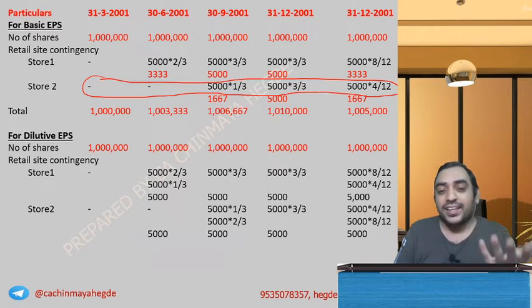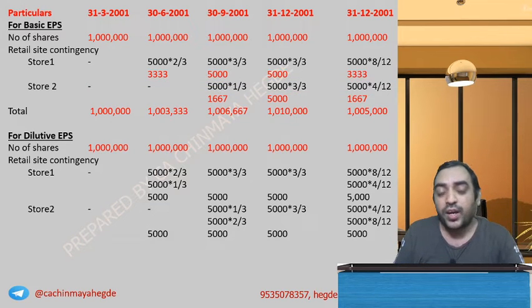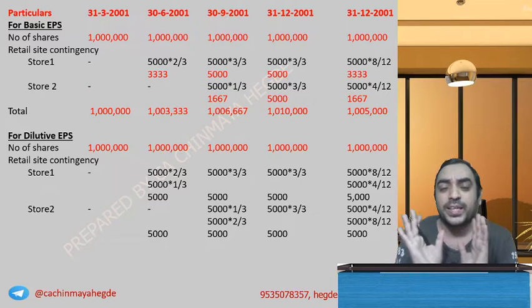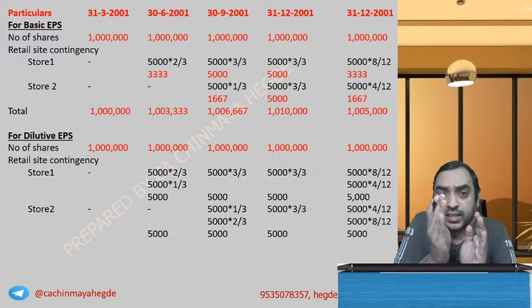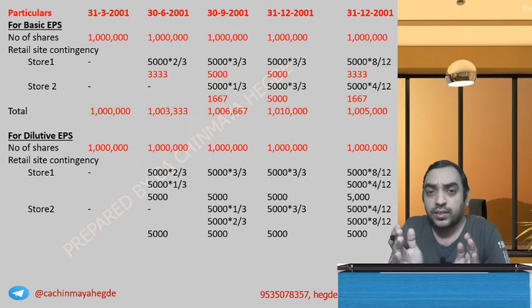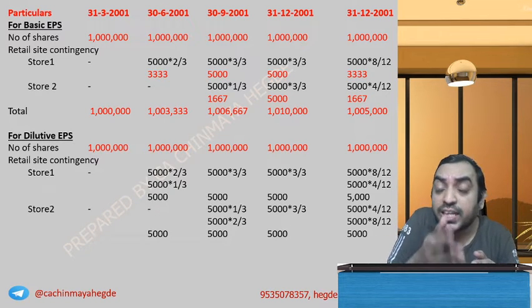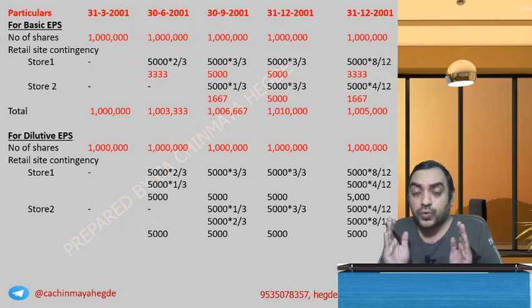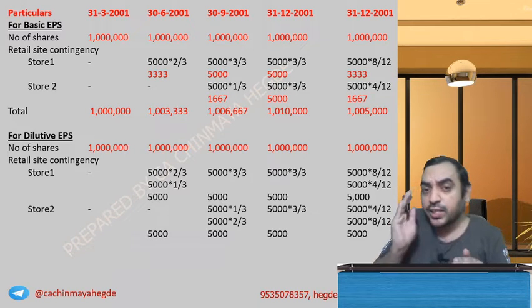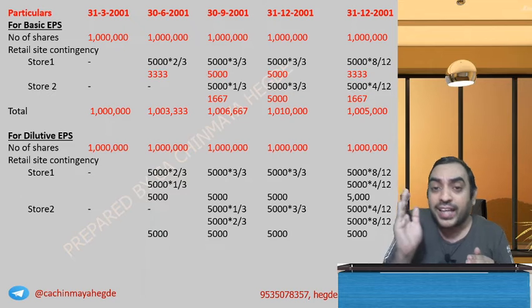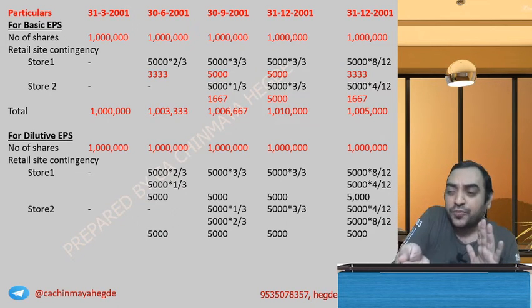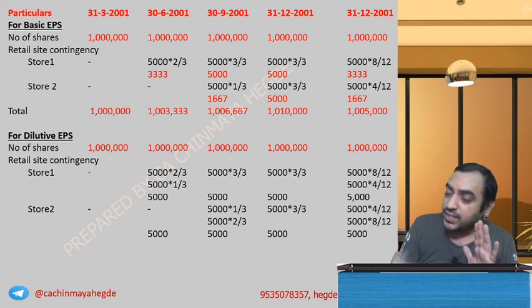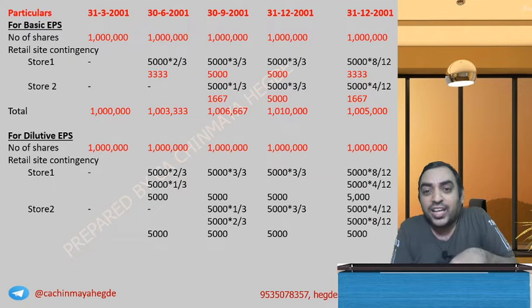Okay. Now effectively, actually this much of circus is not required. Standard also tells simple thing. When the contingency is resolved, you take it in basic EPS from the date of issue. For dilutive EPS, take it from the beginning. From the date of issue, anyway you will take it in basic EPS, that will come, and you take it in dilutive EPS.